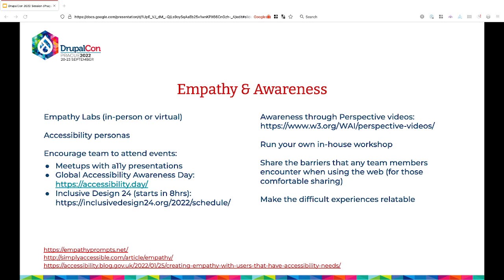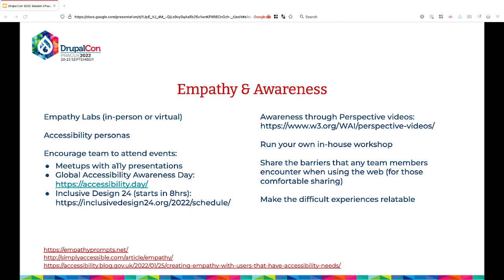The biggest place to start is empathy and awareness. And this is a theme that needs to carry through the whole process of change management, because it's not about penalizing people. It's not about saying, you've been doing it wrong all this time. It has to be about understanding where people are coming from, that they didn't have the awareness beforehand, and giving them the empathy to relate to the disabilities, to the barriers that people face every day using our digital products, our digital platforms, our websites.